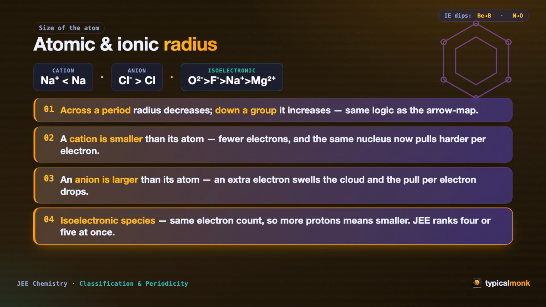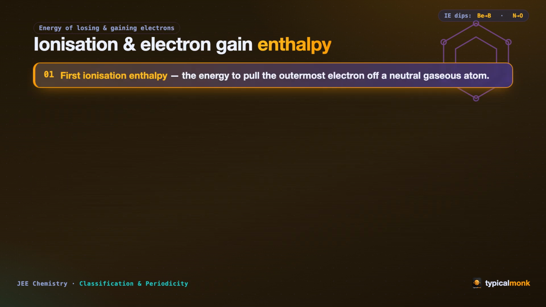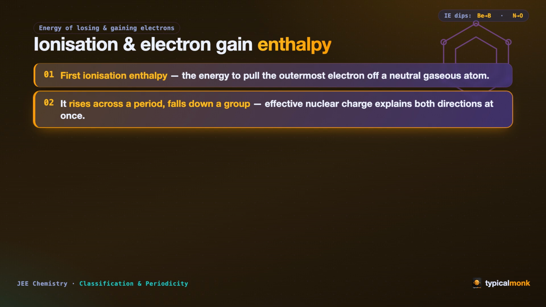More protons, smaller ion, sit with that carefully. Now to energy. How hard is it to remove an electron, and how much energy is released when one is gained? First, the first ionization enthalpy, the energy needed to pull the outermost electron away from a single neutral gaseous atom. The harder an atom clings, the higher this value climbs. Second, the trend. It rises across a period and falls down a group, the mirror of radius, because effective nuclear charge explains both directions at once.